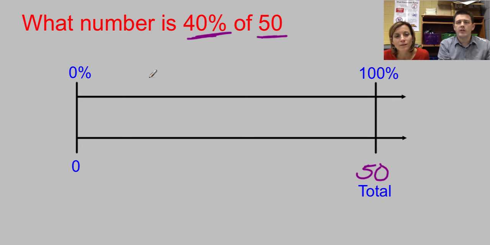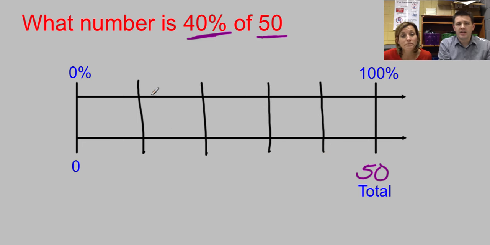So 100 divided up by 20 means 5 sections. So I'm going to break it up into 5 equal sections. That's pretty even. Nice job. Oh, that was pretty good. And then I'm going to count along 20%, 40%, 60%, and 80%.